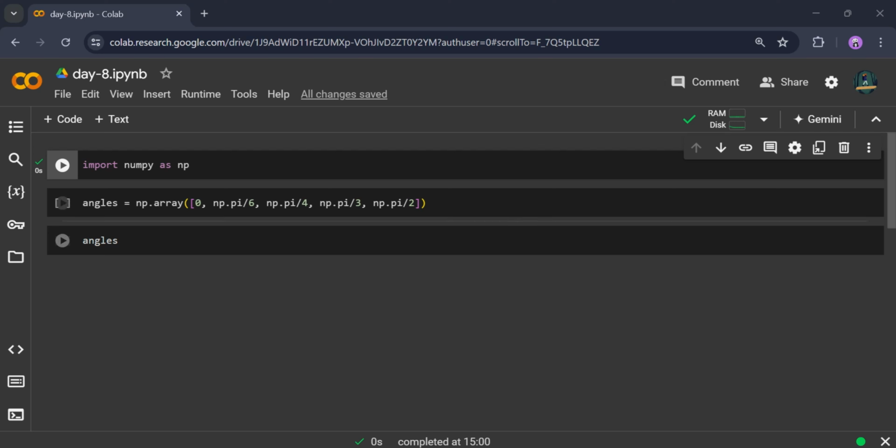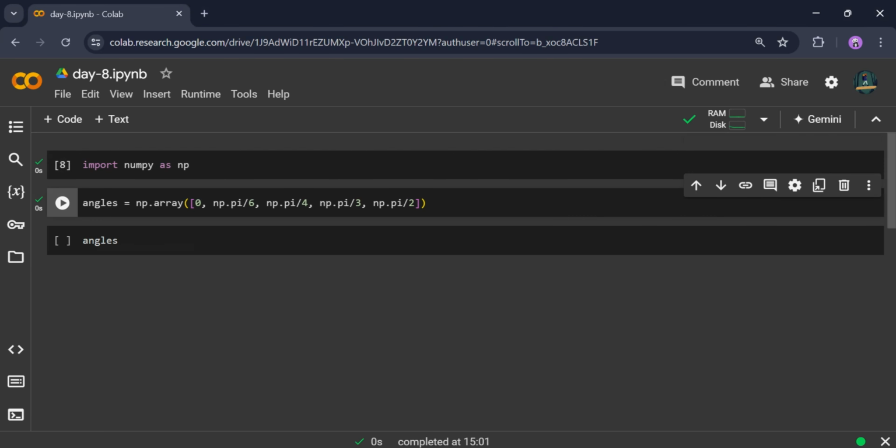Next, we will create an array of angles in radians. We will use some common angles: 0, pi by 6, pi by 4, pi by 3, and pi by 2. And here we use np.array to create a NumPy array and np.pi to represent the value of pi. Let's print these angles to see what we have.